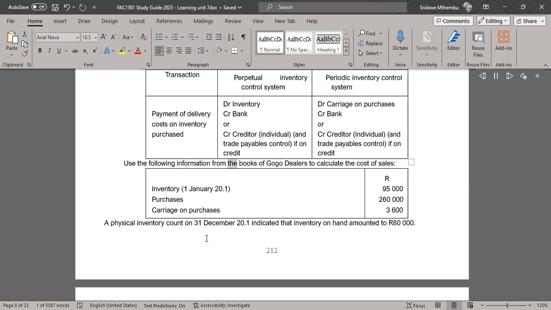Use the following information from the books of Go-Go Dealers to calculate the cost of sales. Inventory, January 1, 20.1: R95,000. Purchases: R260,000. Carriage on purchases: R3,600. A physical inventory count on December 31, 20.1 indicated that inventory on hand amounted to R80,000.